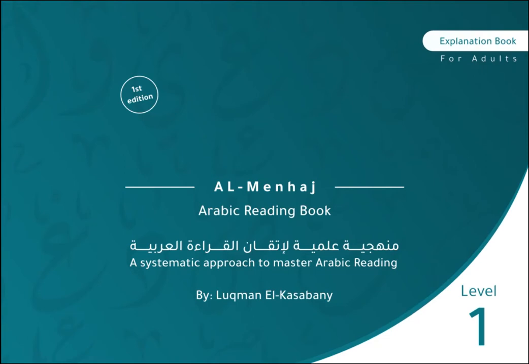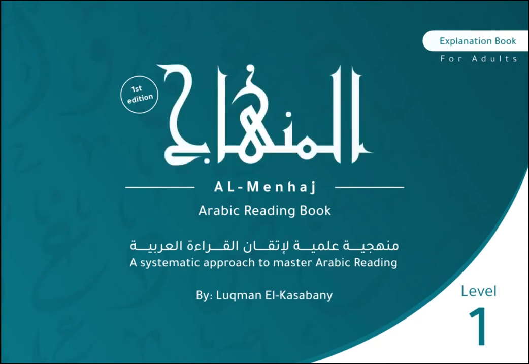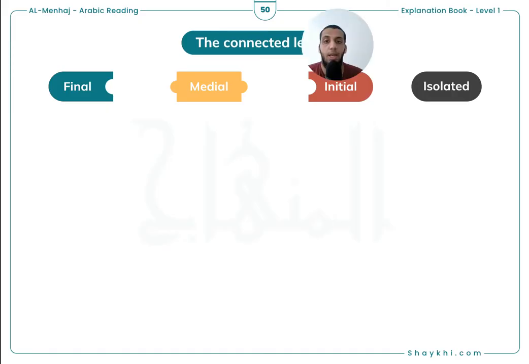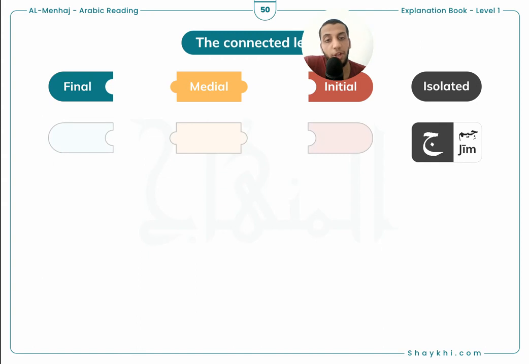This is just to remind you that we are explaining using the Al-Minhaj book, the official book of Shaykhi Academy. The letters we have today, we can call them shape mates: Jim, Ha, and Kha. This is letter Jim, and let's know its three forms: initial, middle, and final. This is the initial form of letter Jim, this is the middle form, and this is the final form of the letter Jim.